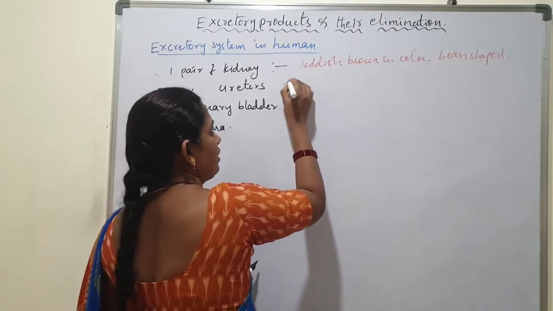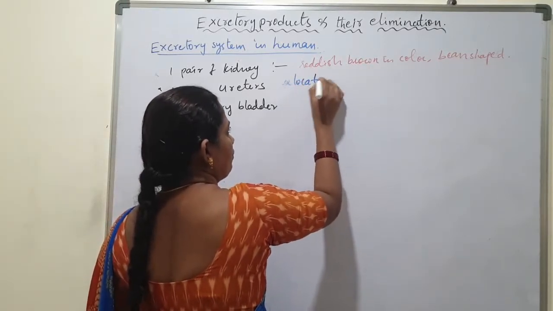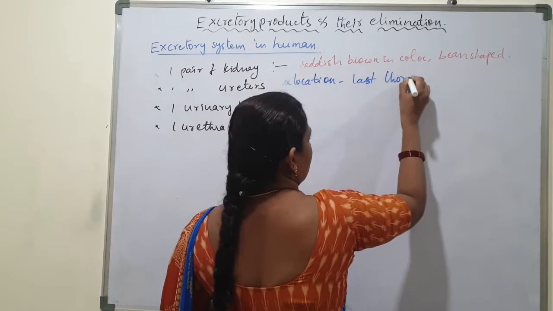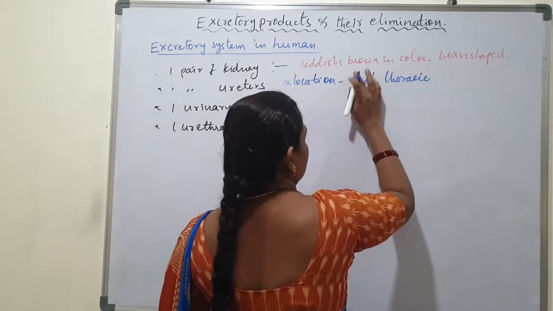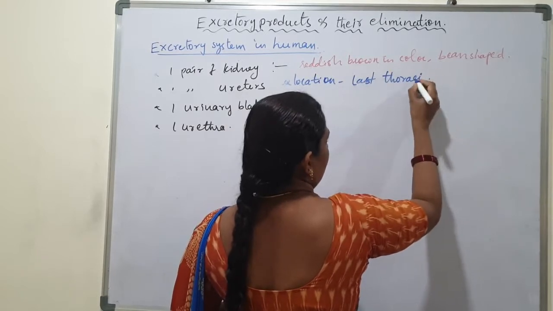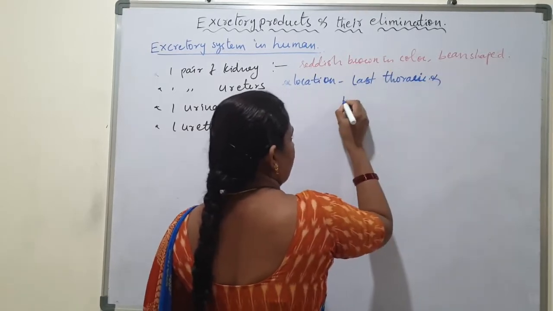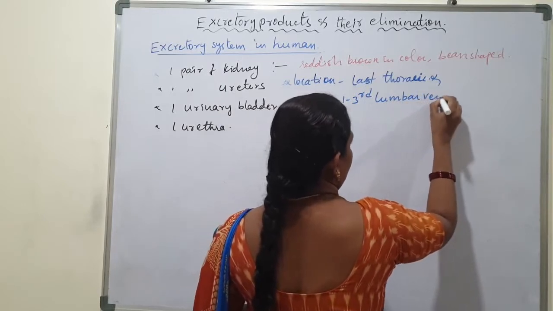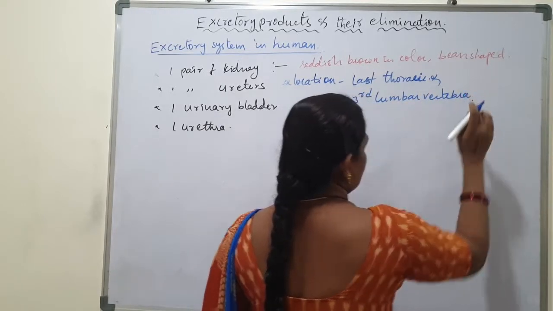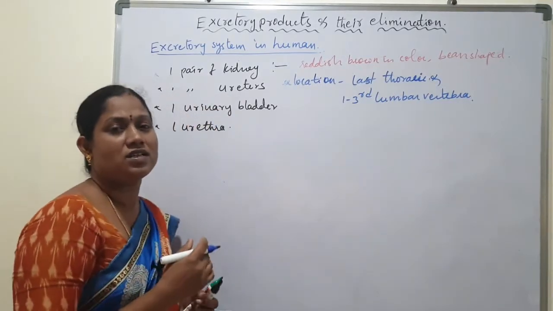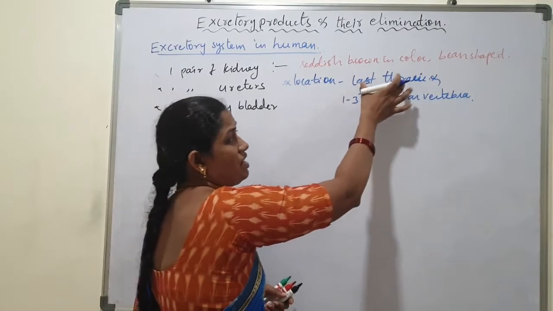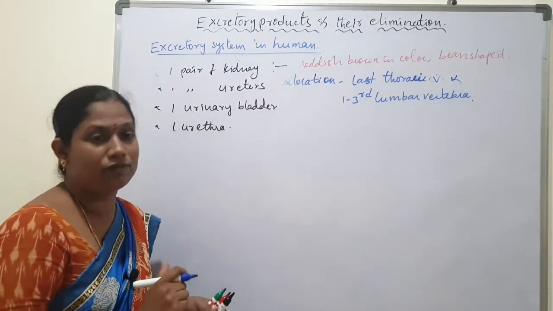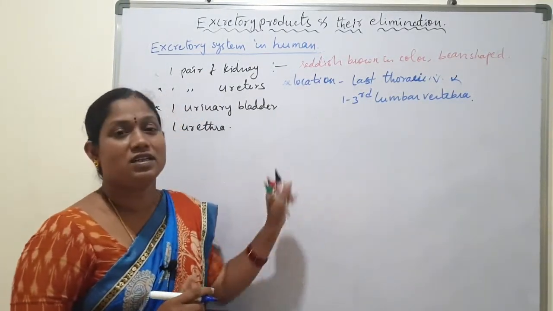The actual location of the kidney is at the junction of the last thoracic vertebra and the first to third lumbar vertebrae. So the kidneys are present at this junction.